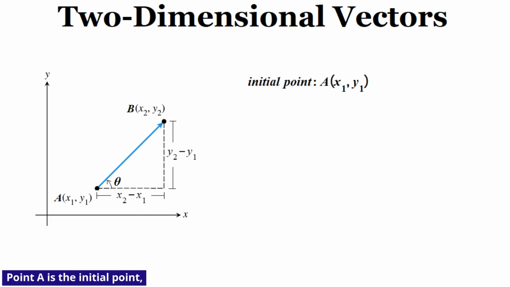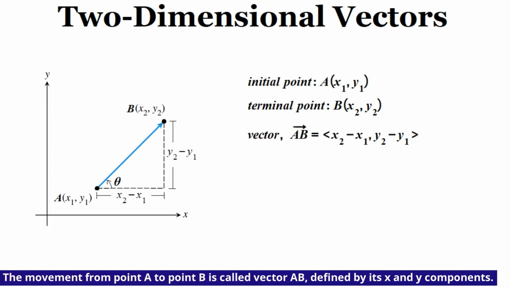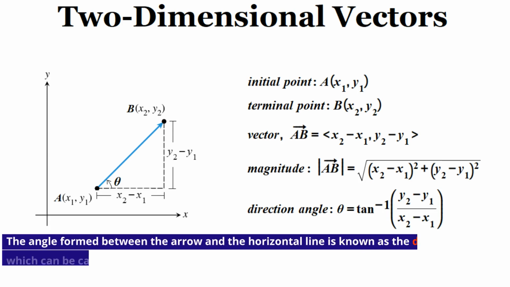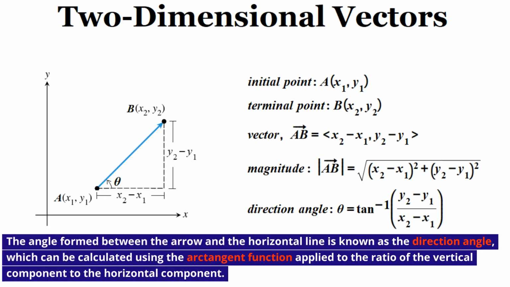Point A is the initial point, and point B is the terminal point. The movement from point A to point B is called vector AB, defined by its x and y components. The distance between 2 points is the length of the arrow, referred to as the vector's magnitude. The angle formed between the arrow and the horizontal line is known as the direction angle, which can be calculated using the arctangent function applied to the ratio of the vertical component to the horizontal component.